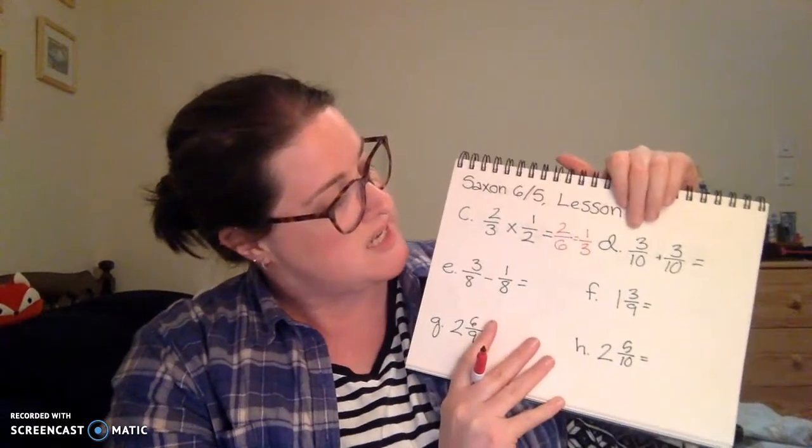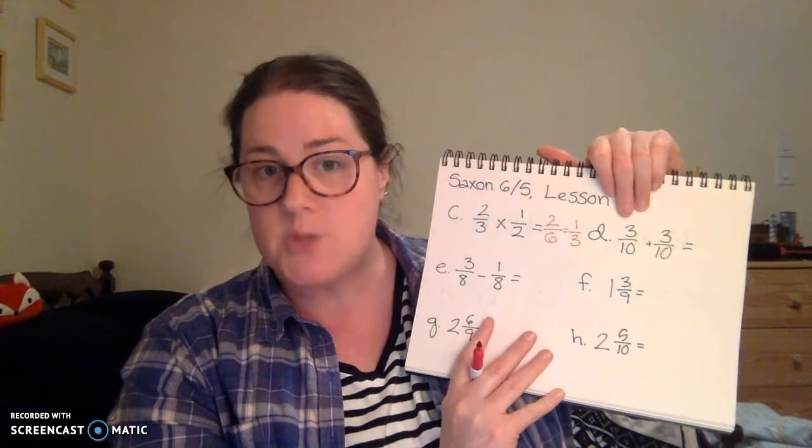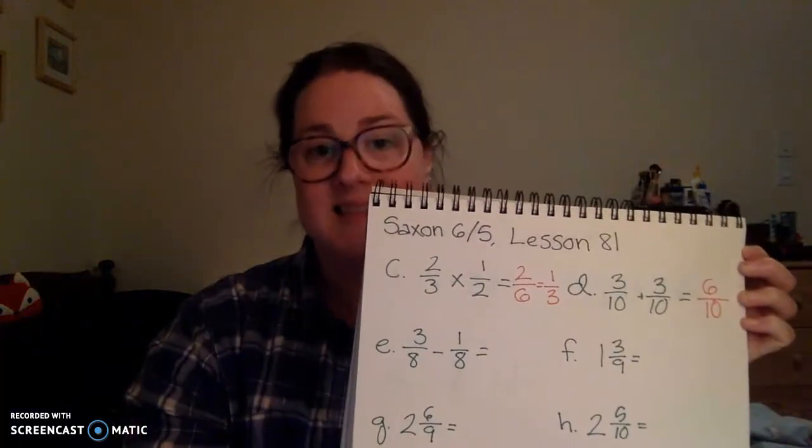Right. For D, I have 3/10 plus 3/10. All right. I'm going to add my numerators. 3 plus 3 is going to be 6. 10 is going to stay the same because I'm adding my fractions, so I don't change the denominators. So initially, I get 6/10.